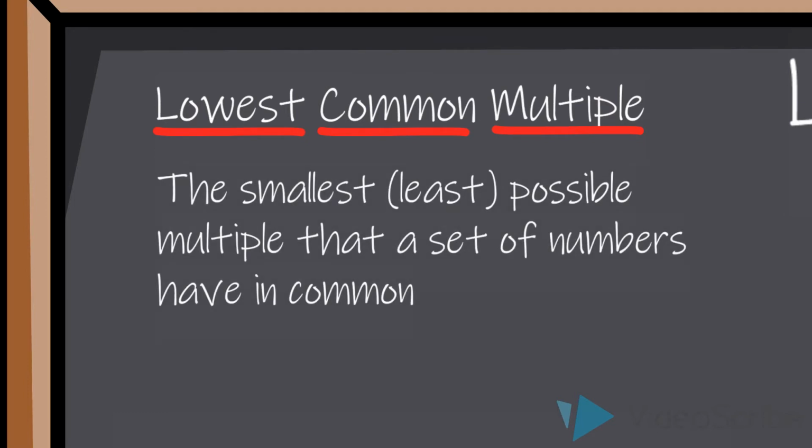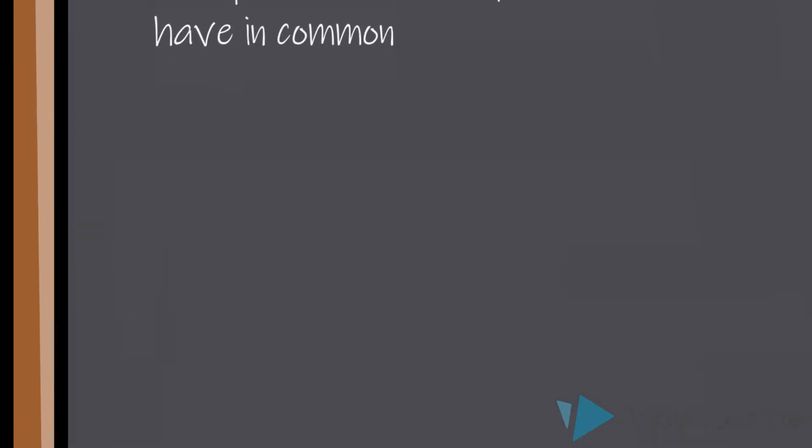For any pair or group of numbers, we can always find a common multiple by multiplying all the numbers together. But that isn't always the lowest one. Let's take a look at 3 different ways we can find the LCM for a pair of numbers.